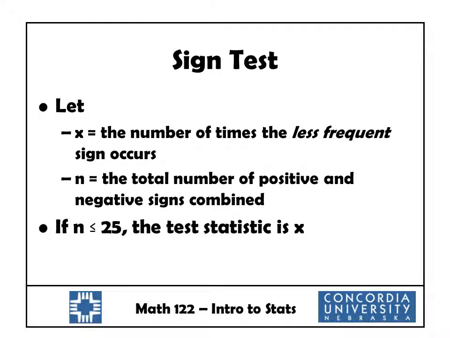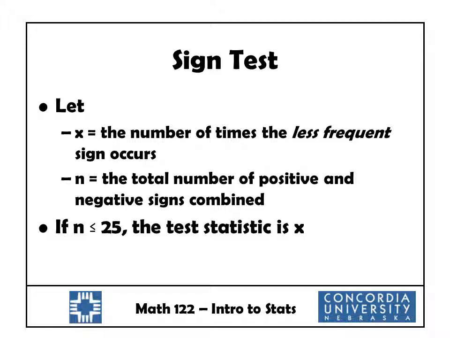Okay. Now to further analyze this data, we're going to do what we call a sign test. And to do this sign test, there aren't any formulas or anything we have to do. We let x equal the number of times the less frequent sign occurs. And n is the total number of positive and negative signs combined.